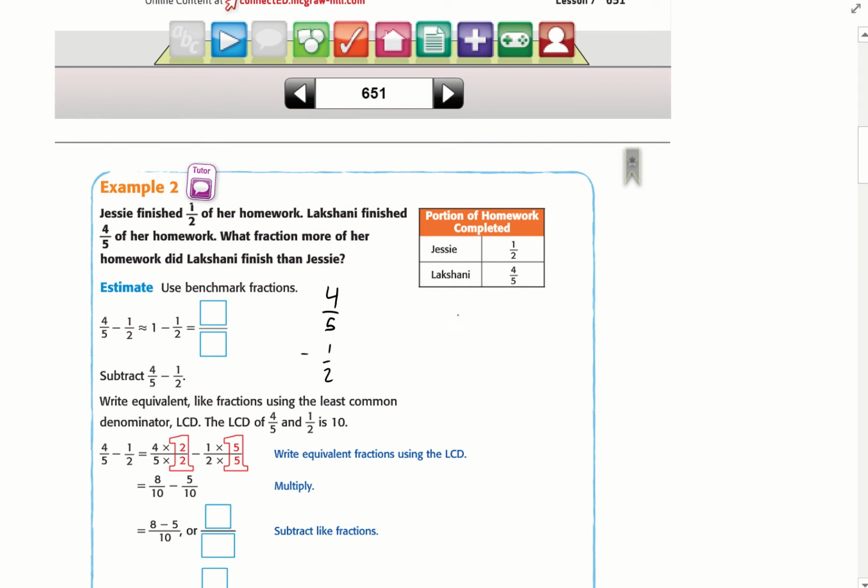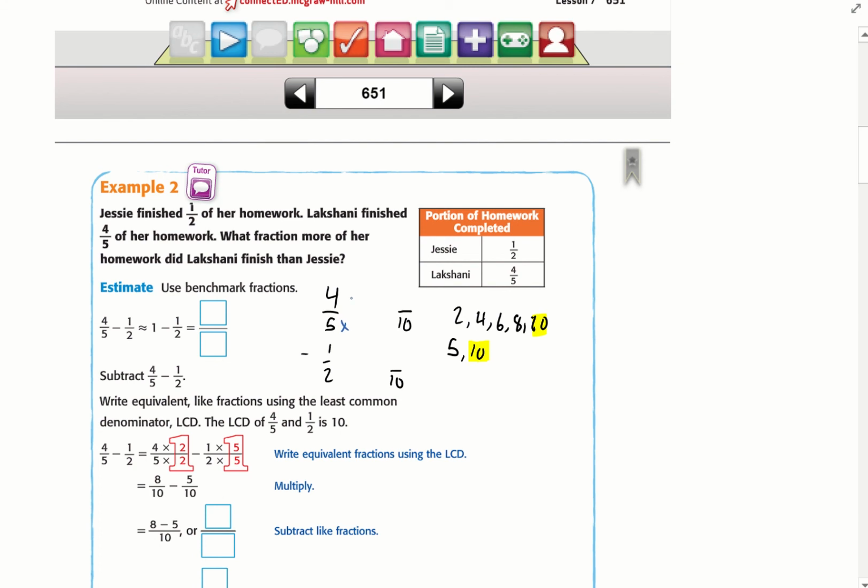I take my denominators, and I need to have my multiples of 2. So 2, 4, 6, 8, 10. And my multiples of 5, so 5, 10. So my least common multiple, or my least common denominator, needs to be 10.